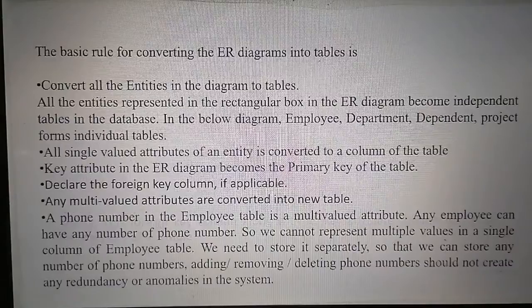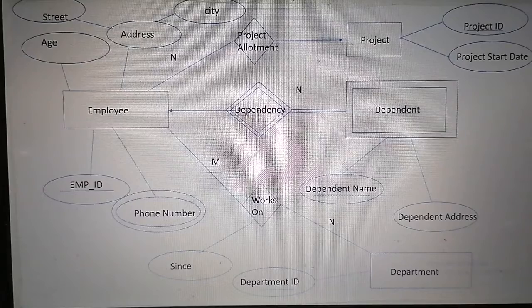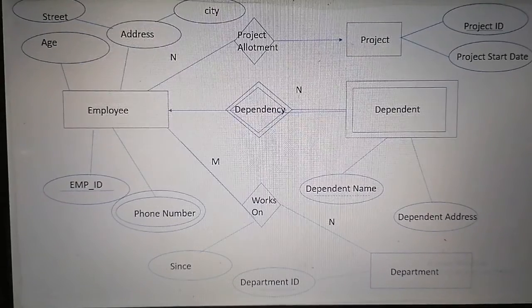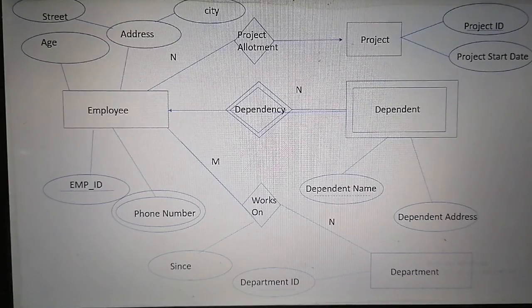As you can see here, the relationship between employee and project is many to one, and the employee belongs to the many side. So we will merge the entity employee with the project allotment here.